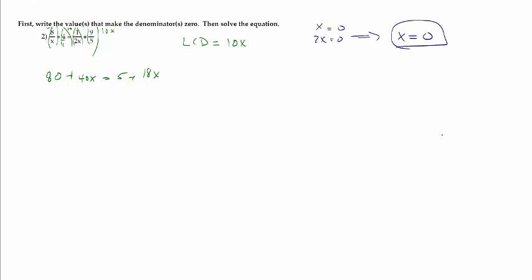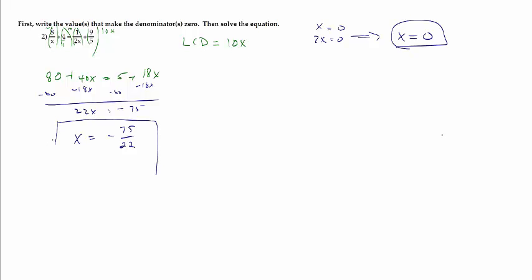Okay, so solving this, you guys are all good at this now. I'm going to bring the 18x over, and I'll get 22x, and I'll also bring the 80 over to the right-hand side. I get a negative 75. Now dividing both sides by the 22, we have x equals negative 75 over 22. And I may be done right here. My answer is a fraction, so I want to check to see whether or not it'll reduce. It does not.